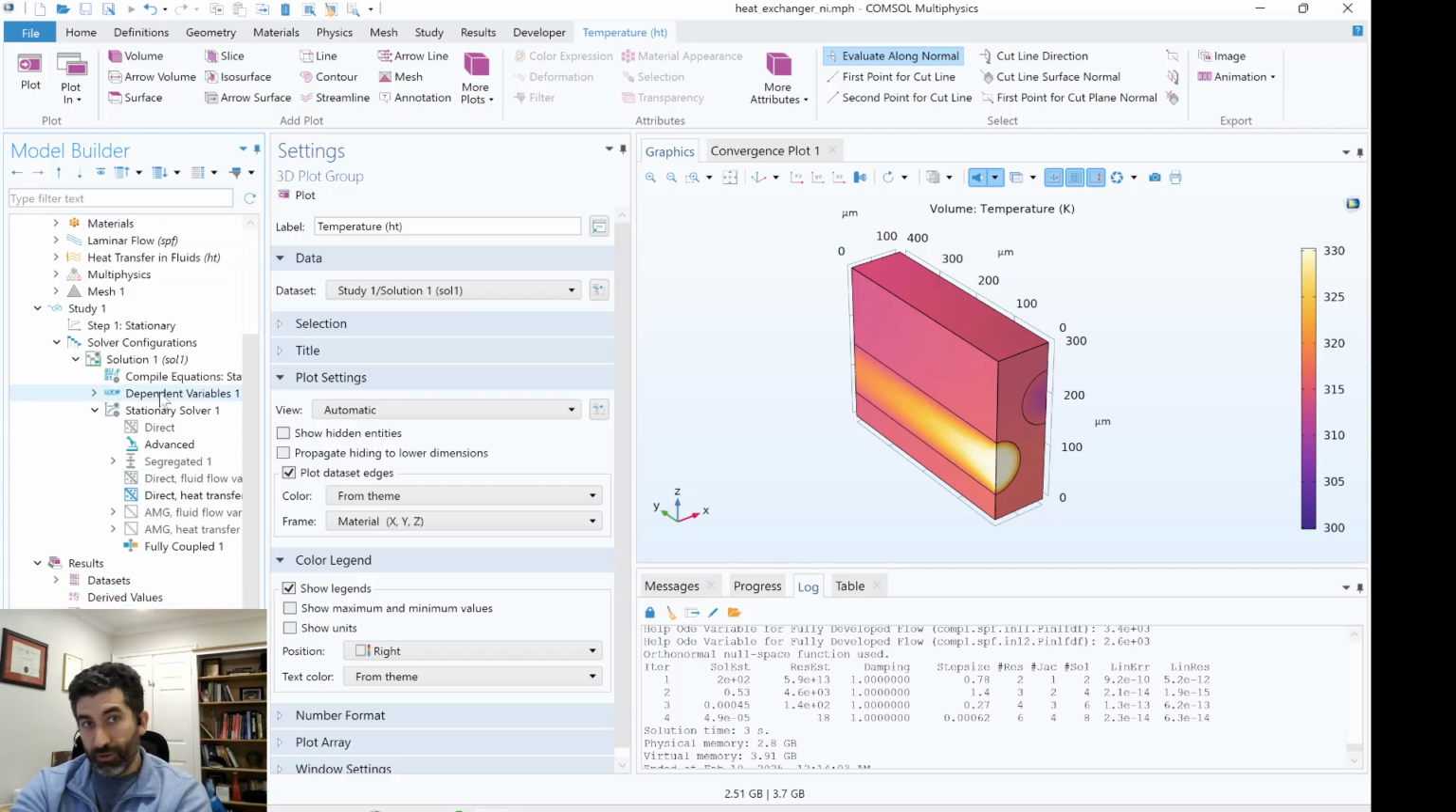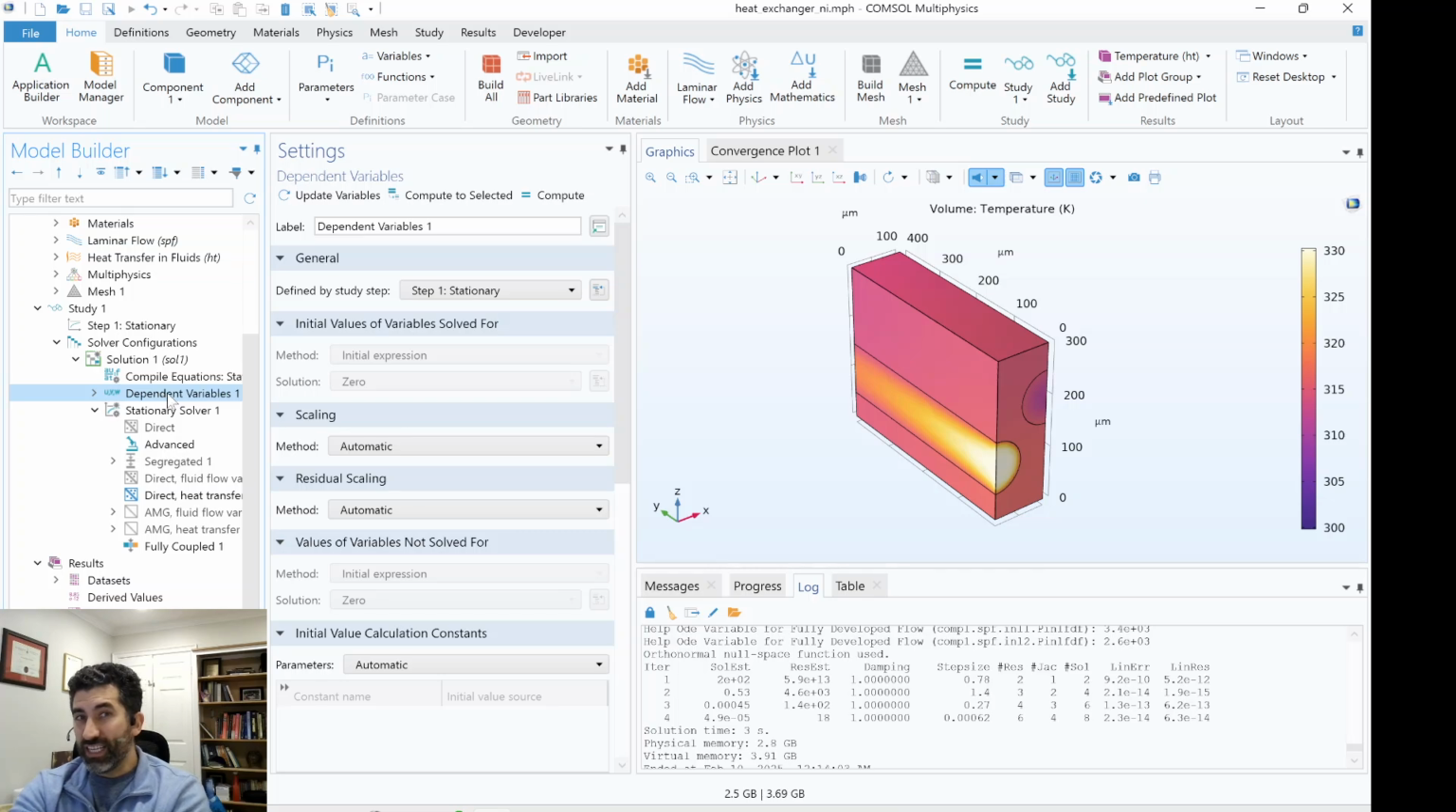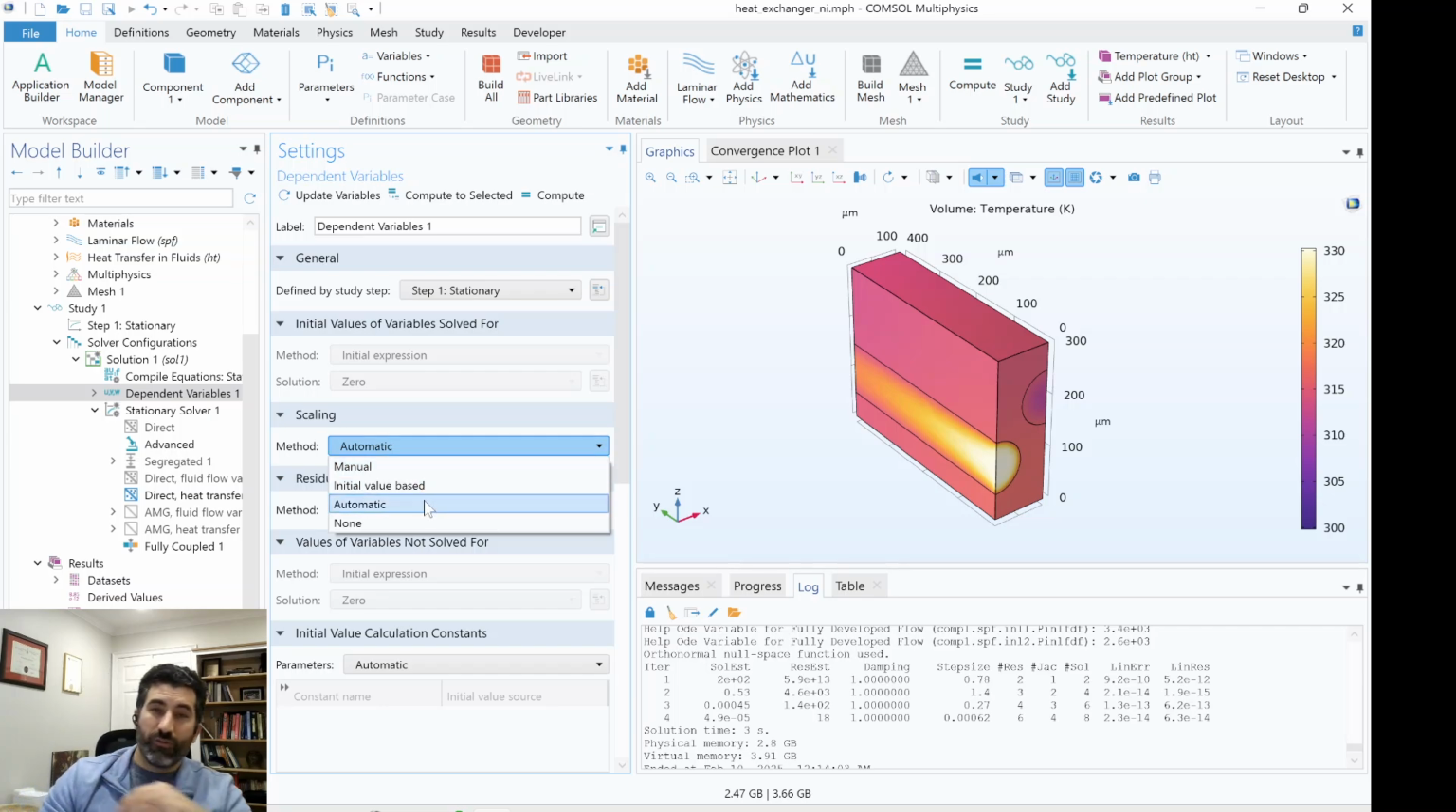COMSOL, luckily for you, figures all this out pretty intelligently. There are a few ways to do that. So if you go under dependent variables here and look under scaling, you expand this. There is the option for automatic. Automatic basically looks at the material properties that you put in, the types of physics, and takes an educated guess. Right? There's some heuristics behind it. It's a decent guess. It's frequently wrong, to be honest, and sometimes significantly so, but for most of the applications that we're going to be using, it's good and it's reliable.